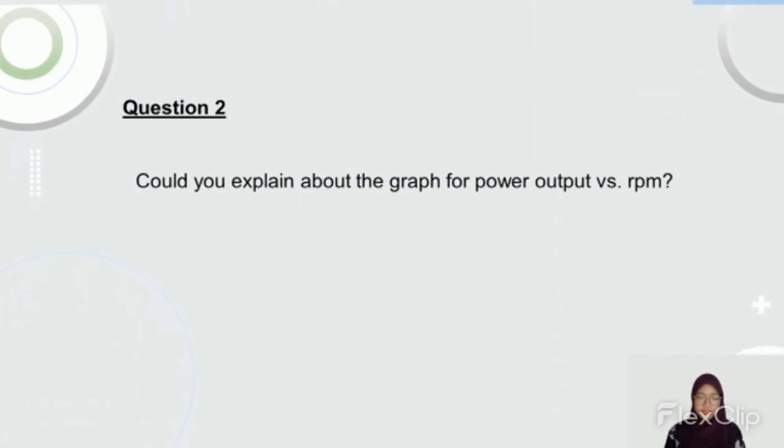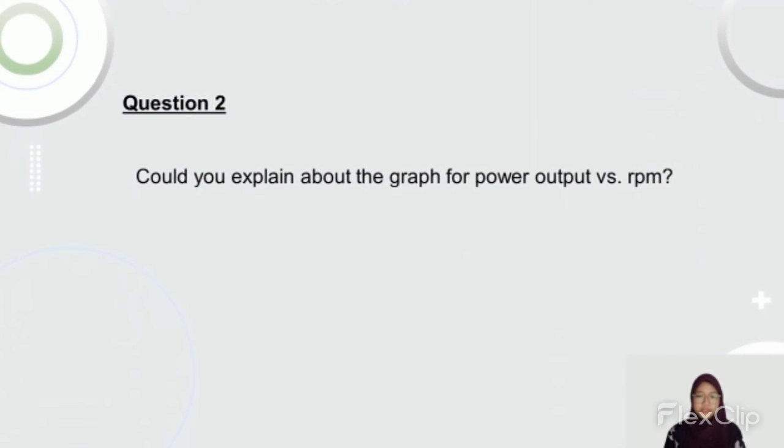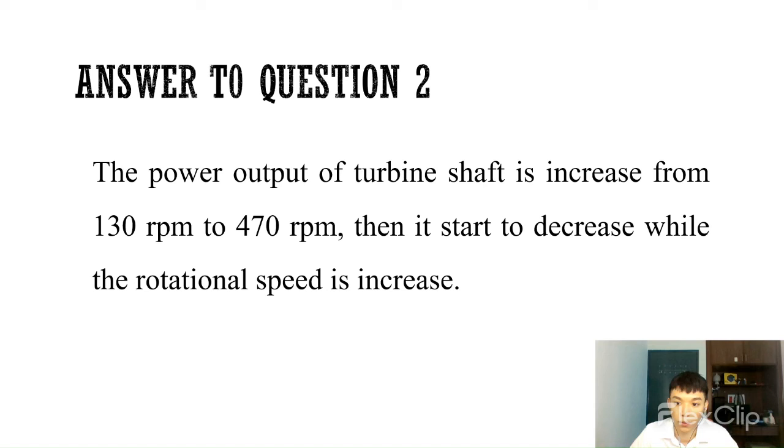I would like to ask the second question. Could you please explain the graph for power output versus RPM? I'm here to answer question 2, which is that the power output of the turbine shaft increases from 130 rpm to 470 rpm. Then it starts to decrease while the rotational speed increases.